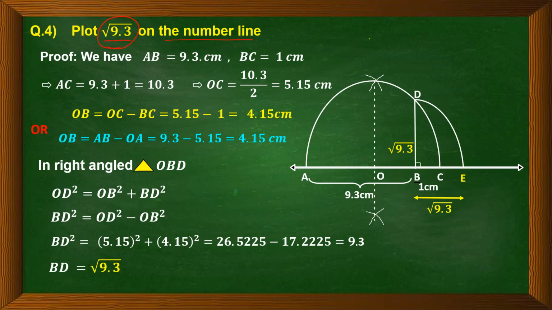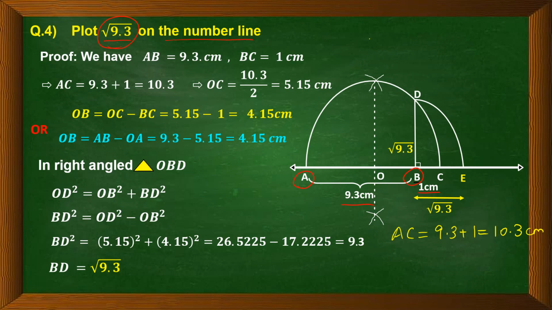Now let's start with the construction. First of all, draw a line segment AB equal to 9.3 centimeter. So this is our line segment AB equal to 9.3 centimeter. Now further extend B to C such that BC is 1 centimeter. So when BC is 1 centimeter and AB is 9.3, we can say the total length of AC is 9.3 centimeter plus 1 centimeter, which is equal to 10.3 centimeter. So total is 10.3 centimeter.